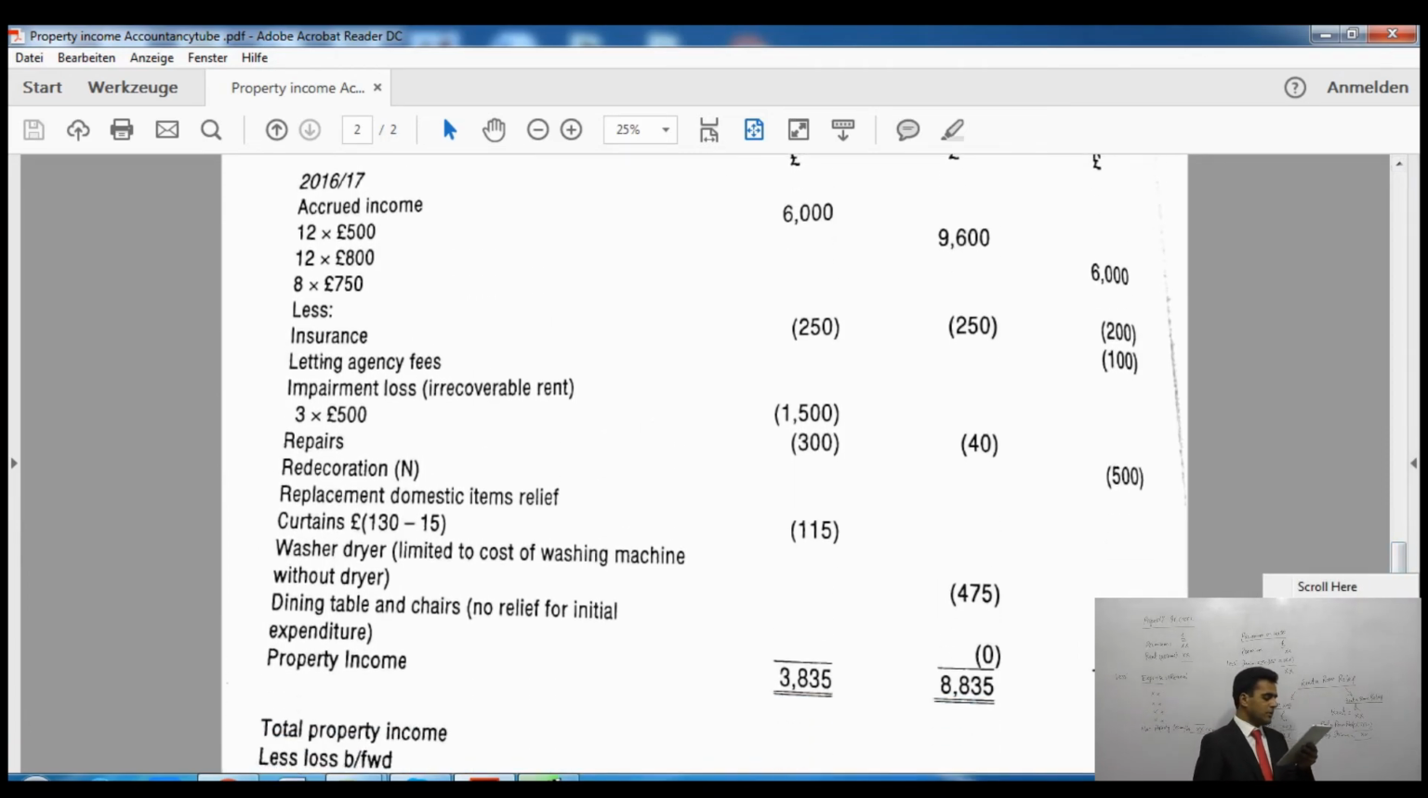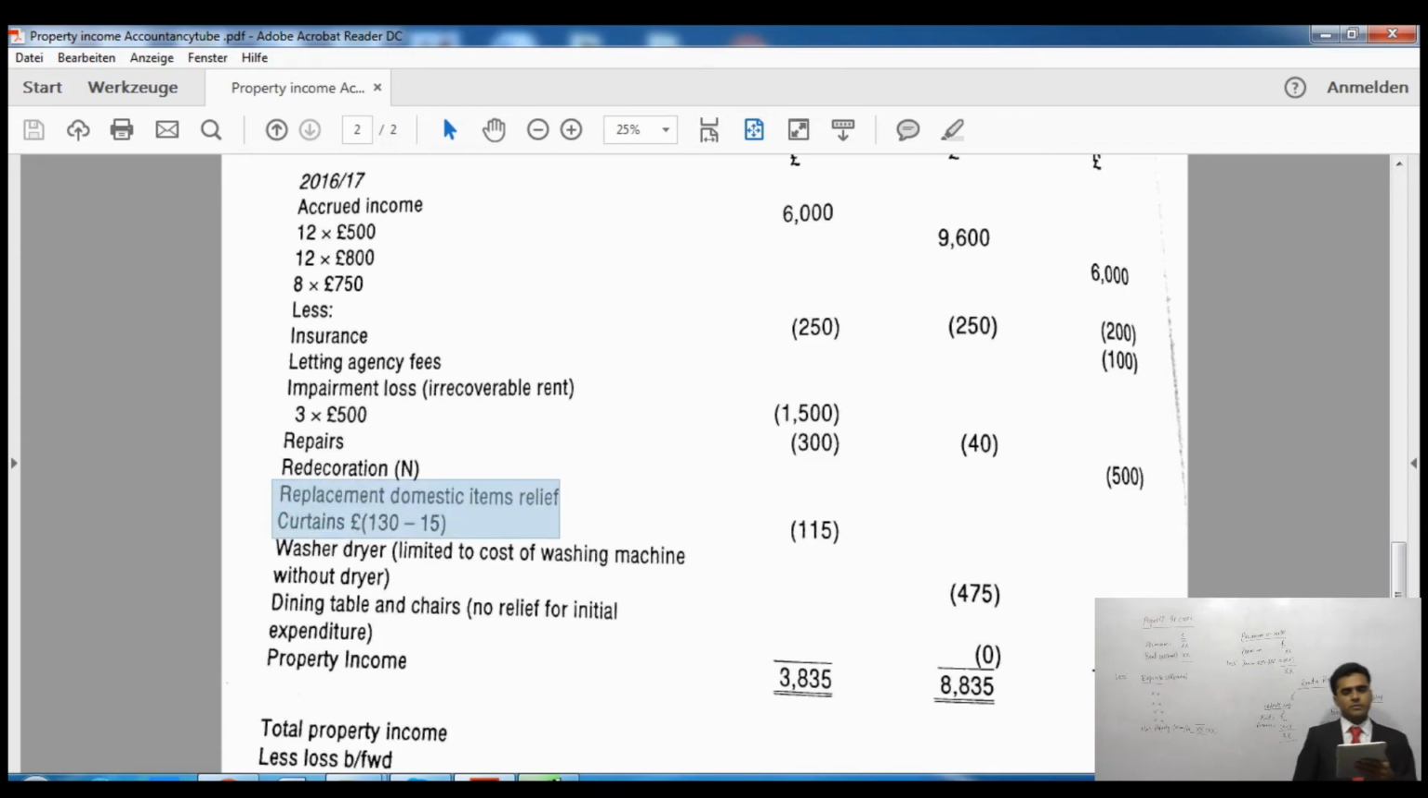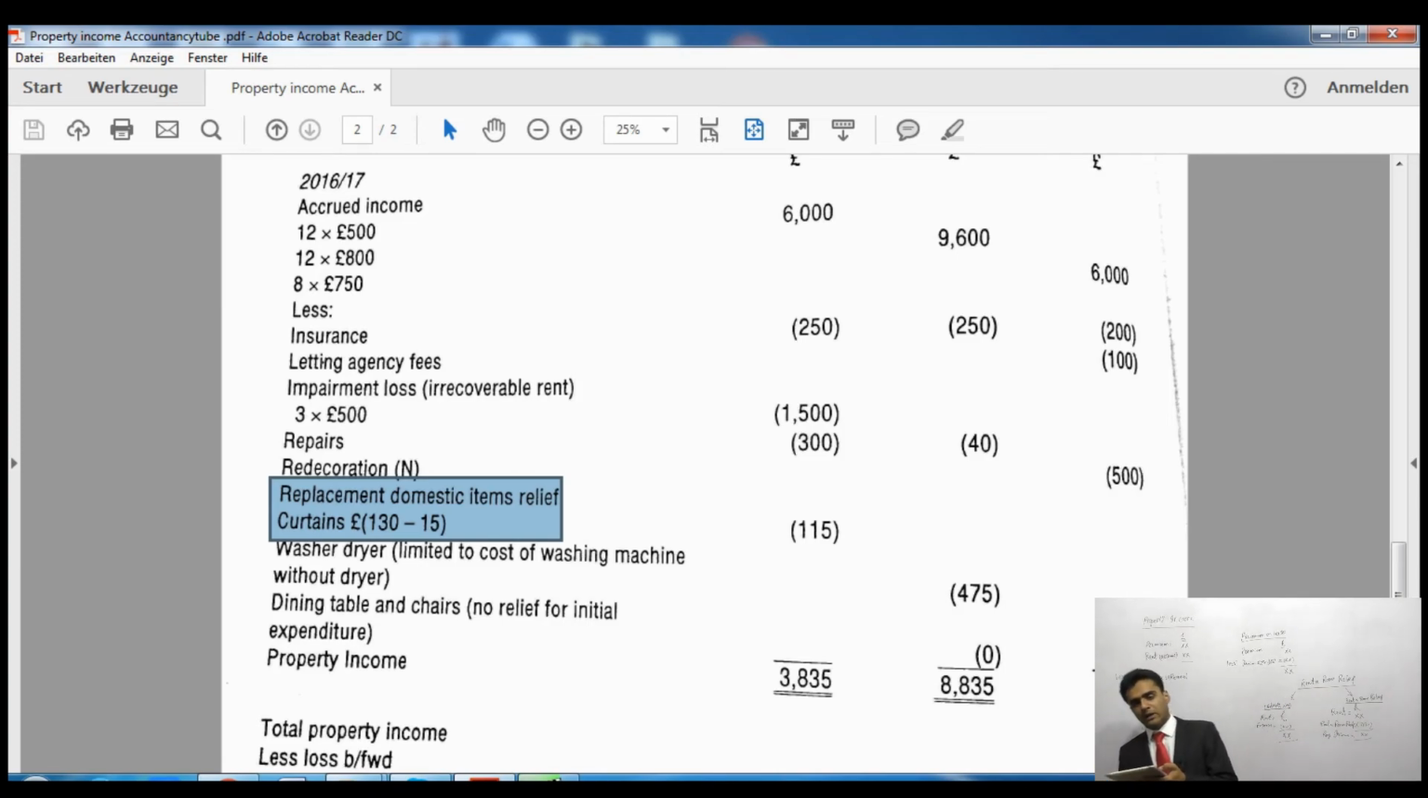Then it says the replacement of domestic items relief. Now the replacement of domestic items relief, I told you in the previous section, we can only deduct when we replace an item, and whatever the proceeds of the old asset were, we will have to deduct out of the replacement cost. So that's why for curtains the cost was £130, but the old curtains were sold for £15. That's why he has deducted that.